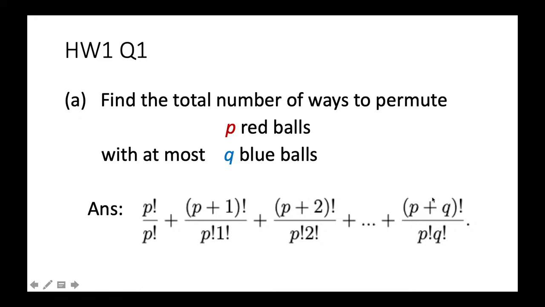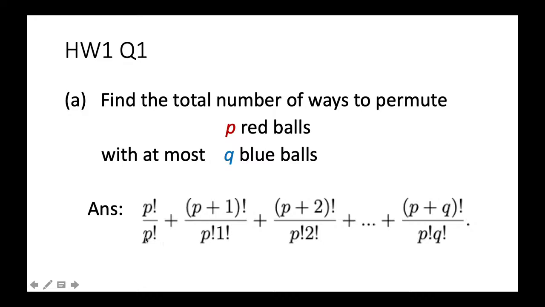So this is p factorial over p factorial, and then (p plus 1) factorial over p factorial 1 factorial. Actually, it is p choose p, and then p plus 1 choose p, and then p plus 2 choose p, and then up to p plus q choose p. So what does that mean? We are having different cases to consider. We consider the number of blue balls to be 0, and then 1, 2, up to q.